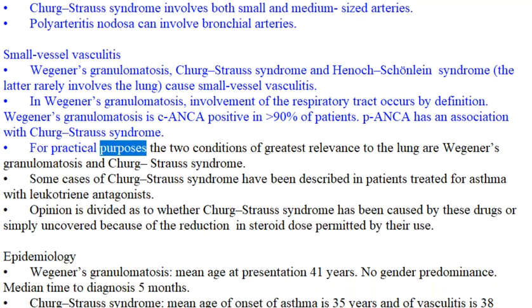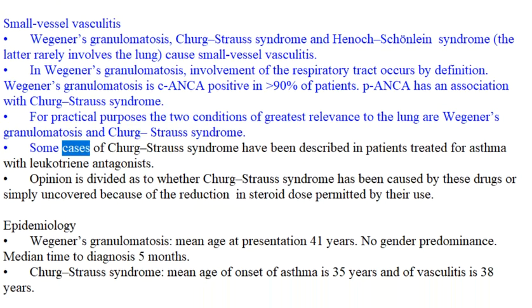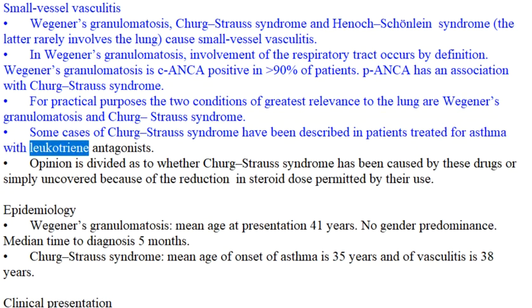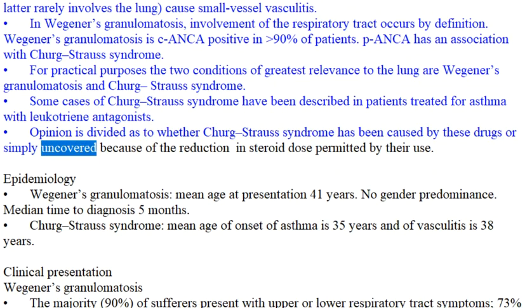For practical purposes, the two conditions of greatest relevance to the lung are Wegener's granulomatosis and Churg-Strauss syndrome. Some cases of Churg-Strauss syndrome have been described in patients treated for asthma with leukotriene E antagonists. Opinion is divided as to whether Churg-Strauss syndrome has been caused by these drugs or simply uncovered because of the reduction in steroid dose permitted by their use.